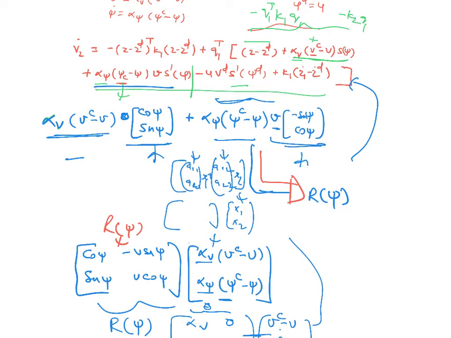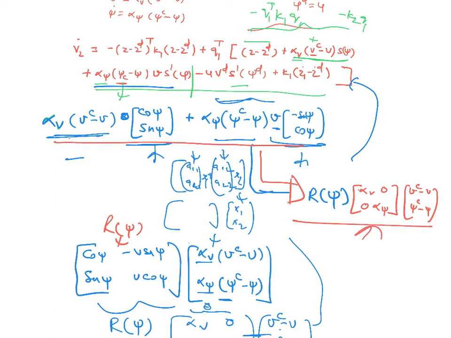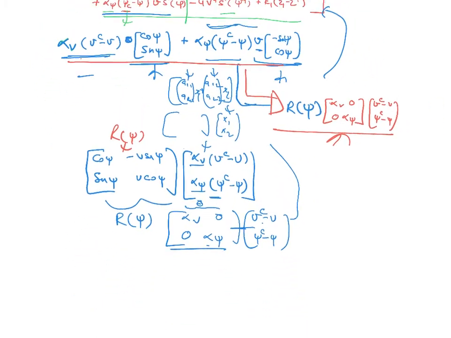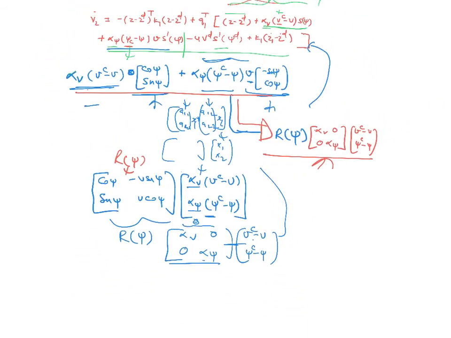Yeah. So you can call it gamma or something. For now, let's just keep it as alpha v 0, alpha psi, multiplied by v commanded minus v, psi commanded minus psi. So these two things can be written as this one multiplication. Okay, now we can plug things in here.